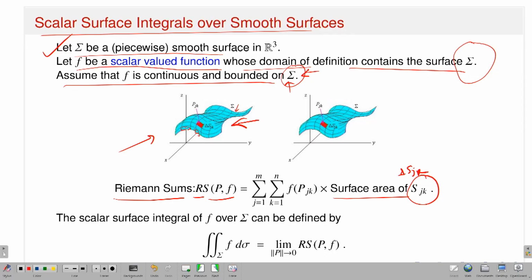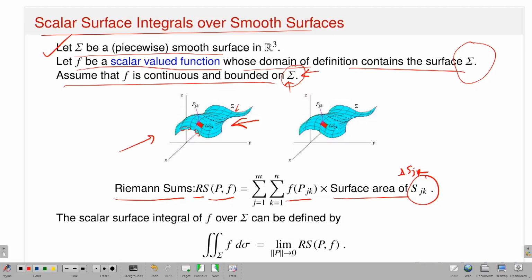So for a small portion of the surface, you get the surface area of that small portion, and then P_jk is an arbitrary point in that portion of the surface, so you just take the value of f at that P_jk and then sum it over j and k. So in this way you can make the Riemann sum.